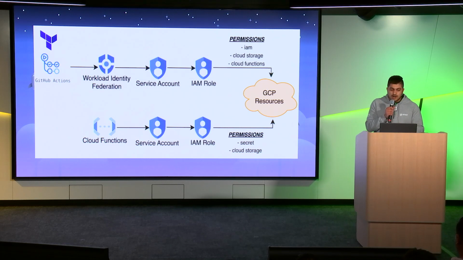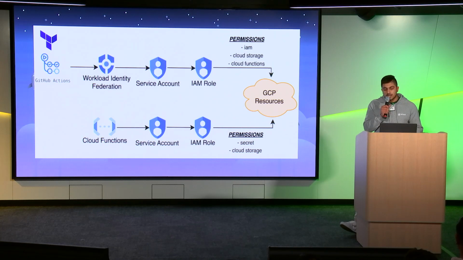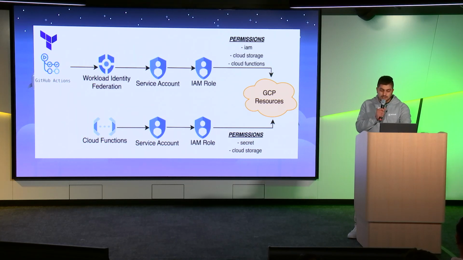For instance, in this scenario, GitHub Actions can only do things like create a Cloud Function, create IAM roles for the function, and interact with Cloud Storage to fetch the application artifact. On the other hand, Cloud Functions can only do things like fetch the application secret from Secret Manager and interact with Cloud Storage to fetch the application artifact. And basically, these are the only things that these services are allowed to do in Google Cloud.